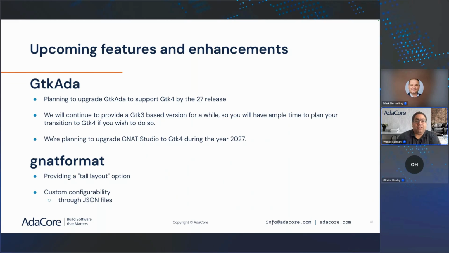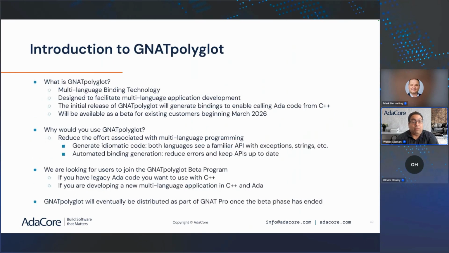We also received feedback on the initial launch of GNATformat, particularly requests for more configuration options. As a result, we've added an option to output a tall layout, meaning that instance parameters and other constructs in subprogram declarations will be limited to one per line. We're also excited to provide full configuration for the display layout using JSON configuration files. And on top of that, this customization feature is what we call officially supported, so we'll be happy to help you through the support channel if you have issues developing those JSON files.